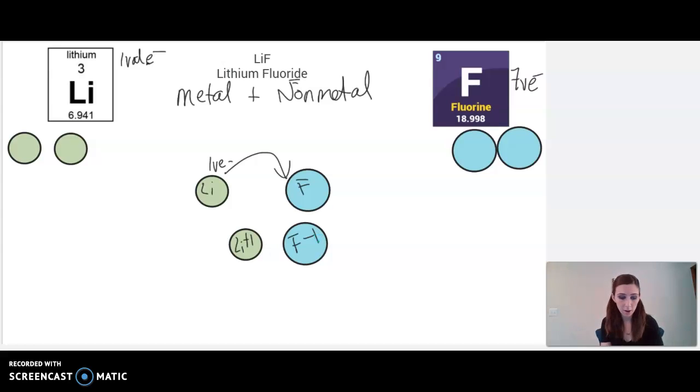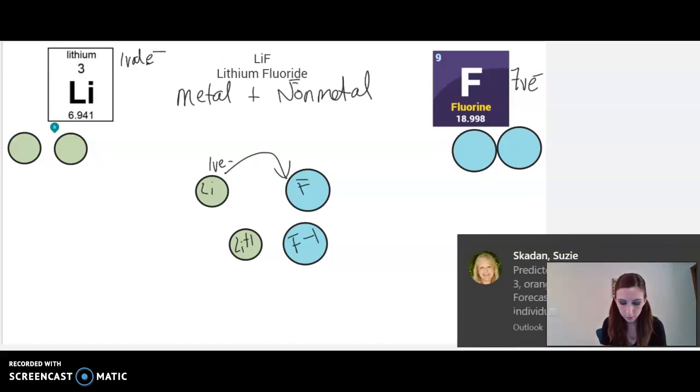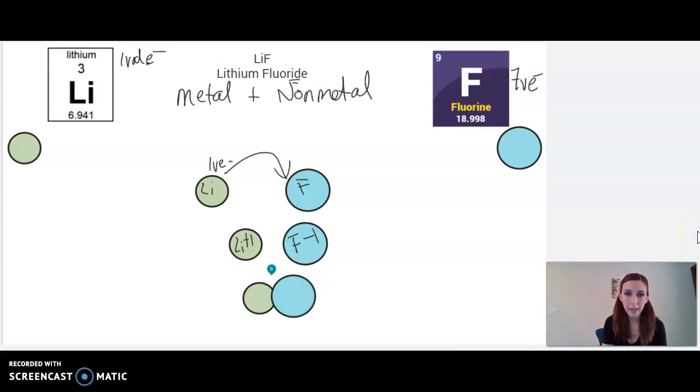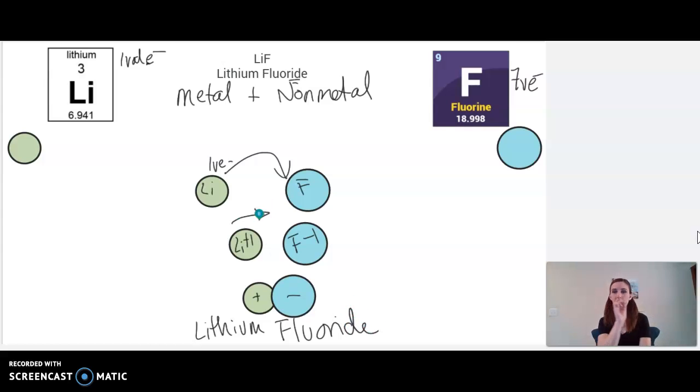The final ionic compound, when they come together, will have the positive as the metal and negative charge for the nonmetal. And this represents lithium fluoride, as that electron is going over and being exchanged from the lithium to the fluorine.